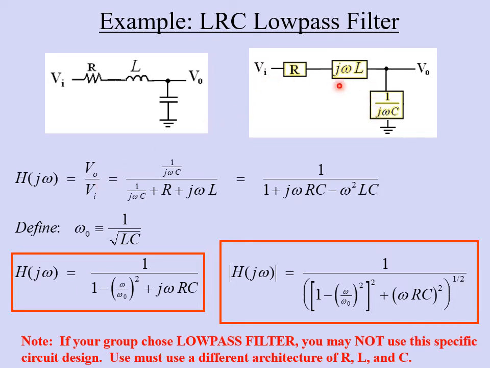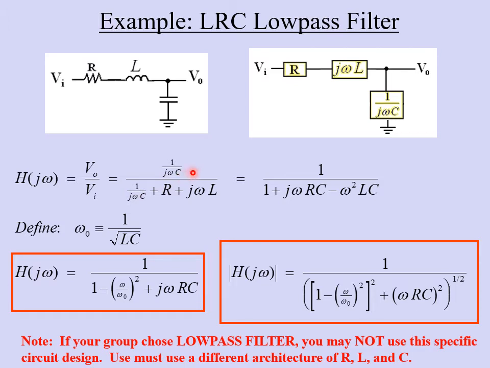This is a voltage divider. So I'm going to use the voltage divider law. I've got this down here, which is 1 over j omega C. Remember, that goes on top. And then on the bottom, we just have to add all of these. Notice they're all in series here. So I have R plus j omega L plus 1 over j omega C here.